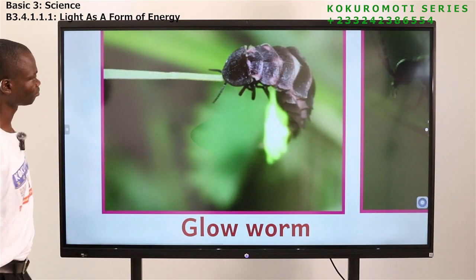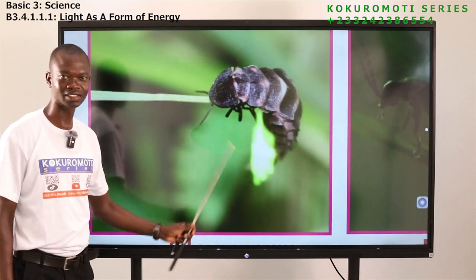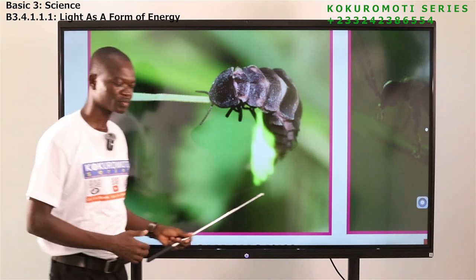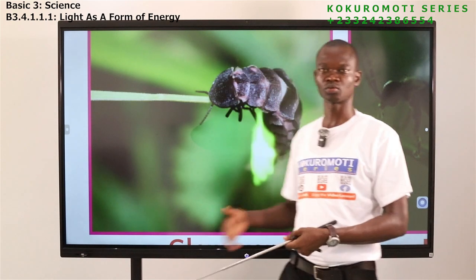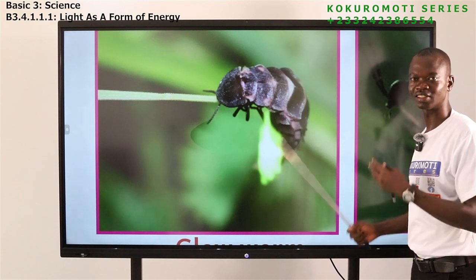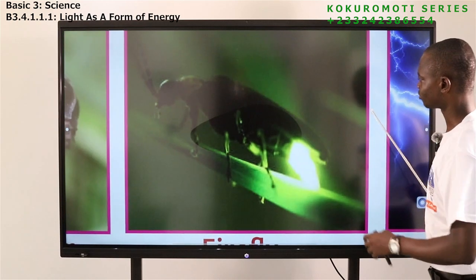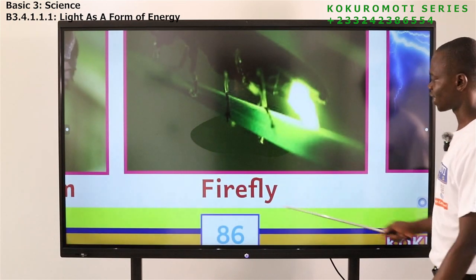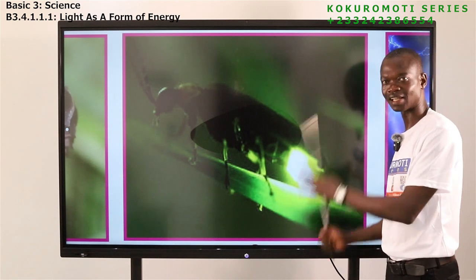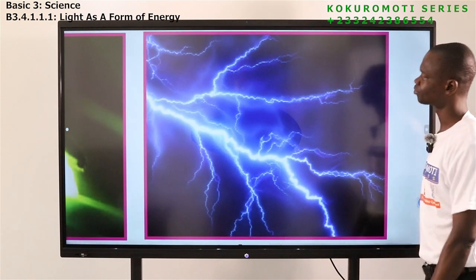There's another picture here. Glowworm. This is an insect. Mostly they produce light in the night. You can find them in bushes, in places where there are trees and plants. So this animal in the night, you see them producing light. So they also give light. There is another one here. We call it firefly. So it is also an animal that gives light. It's an animal that produces light.